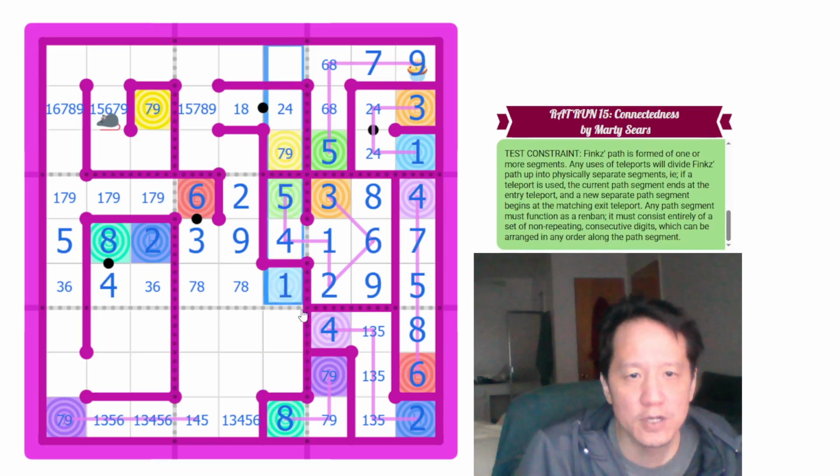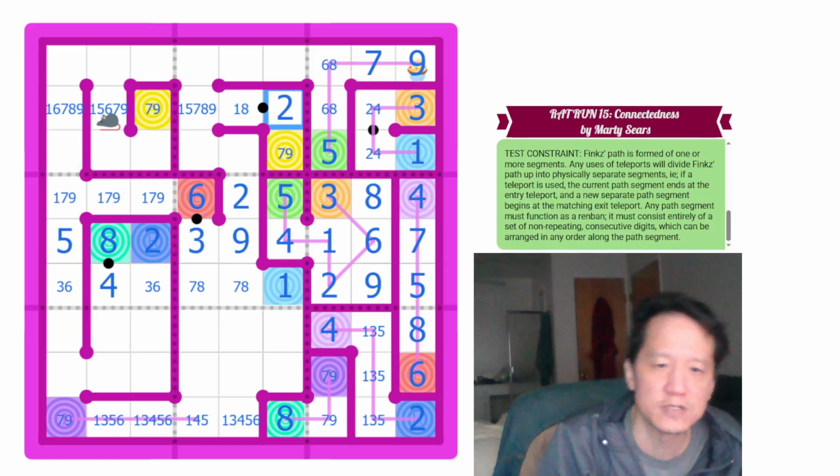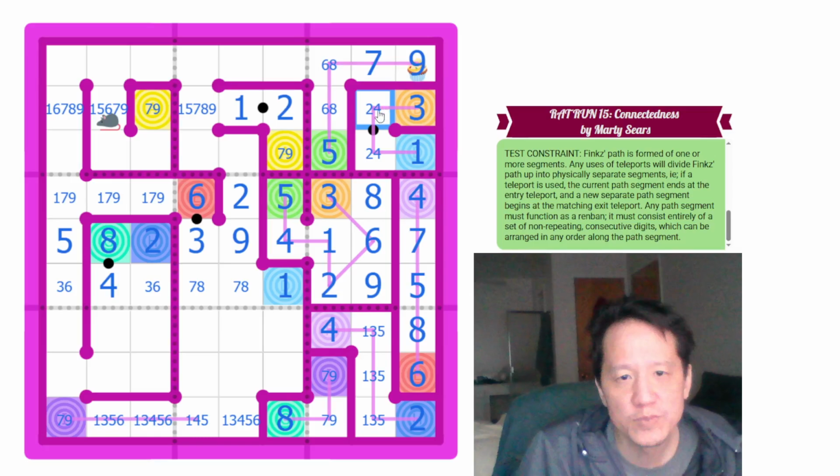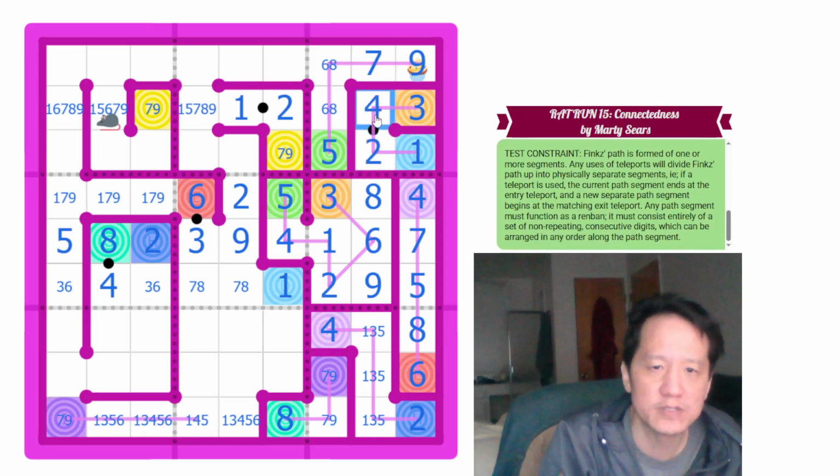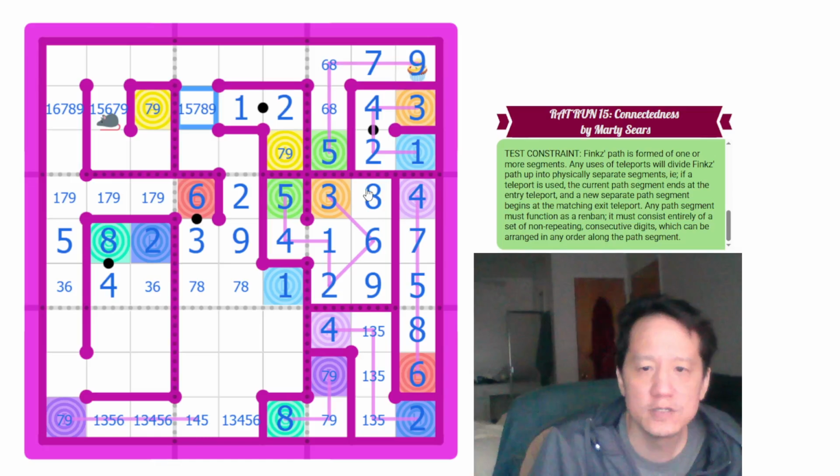Remaining digits in column 6 are 2, 3, 4, 7. This can't be 4 actually. This is, which makes this a 2, which makes this 1. This can't be 2. This is 4. That makes this a 2. These cannot be 1.